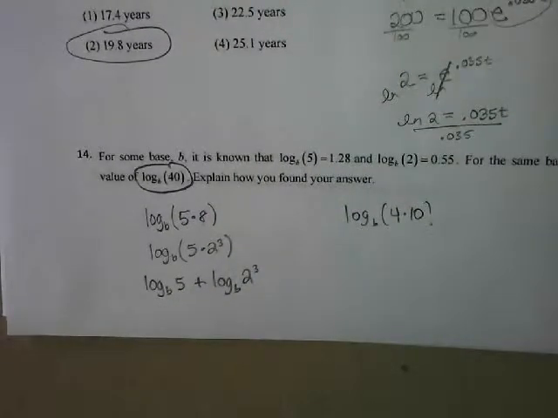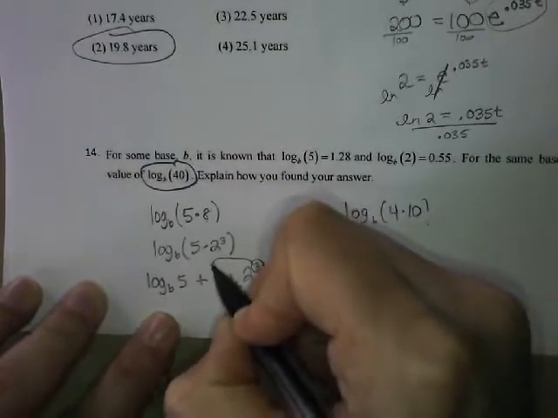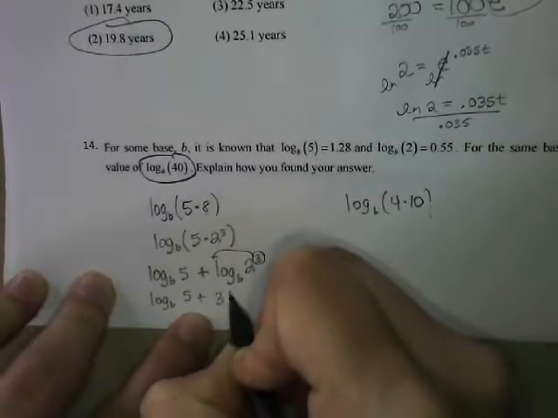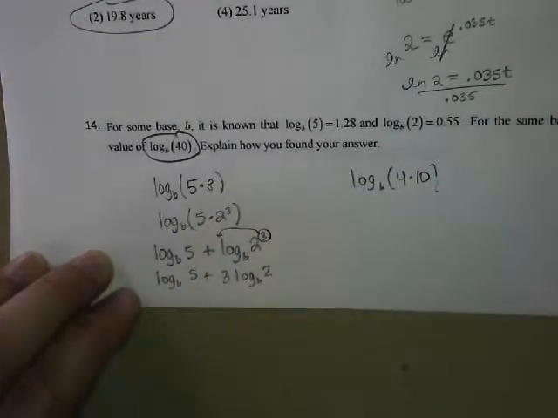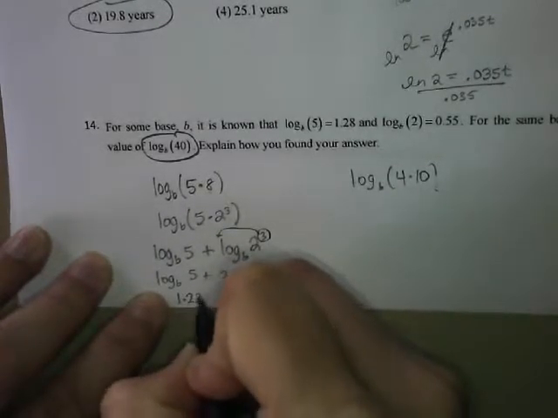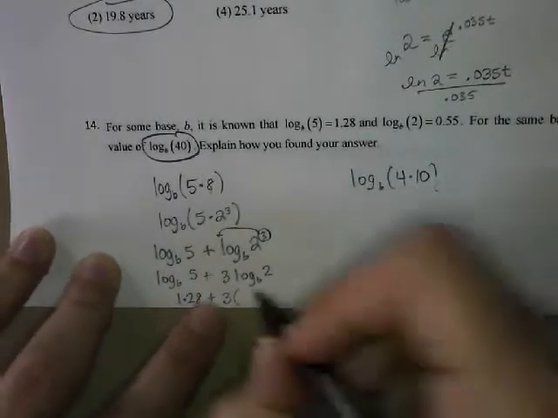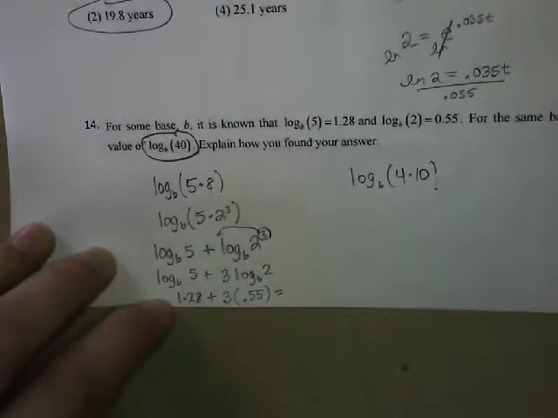And that's obviously doable because our 3 can now come out in front. So log base b of 5 plus 3 times log base b of 2. And then you can substitute your values. You know log base b of 5 is 1.28, plus 3 times, and you know log base b of 2 is 0.55. So you can just type that into your calculator. 1.28 plus 3 times 0.55 is 2.93.